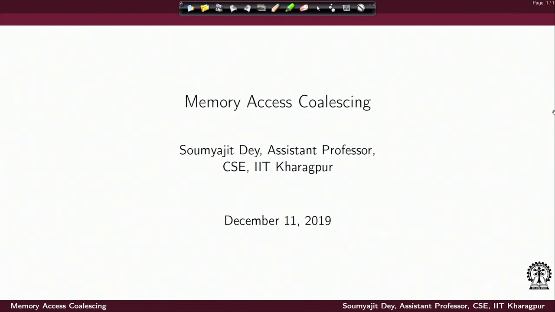Hi. So, in the last lecture we have been discussing more about how GPU warps are formed and scheduled inside the SMs. In this current lecture we will be focusing on one of the very important topics relevant towards optimizing GPU programs, and this is memory access coalescing.